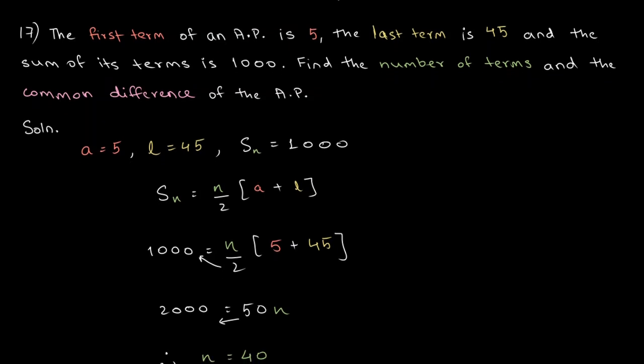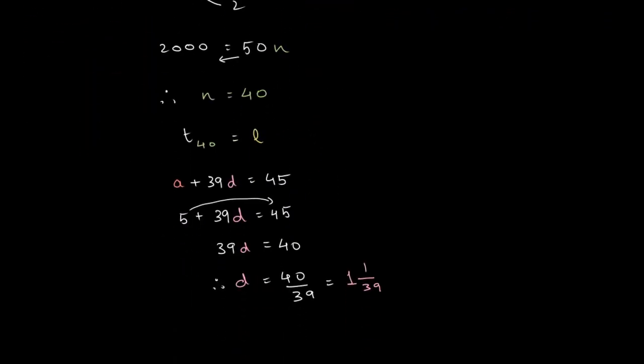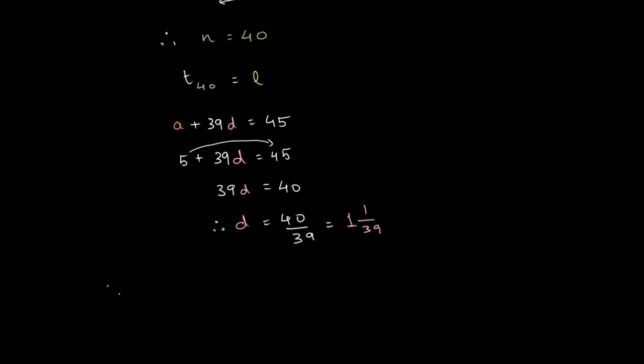Okay, so that's what we need to find, the number of terms and the common difference of the AP. So let's write our final answer. Therefore, the number of terms is equal to 40, and the common difference is equal to 40 upon 39, if you like it that way.